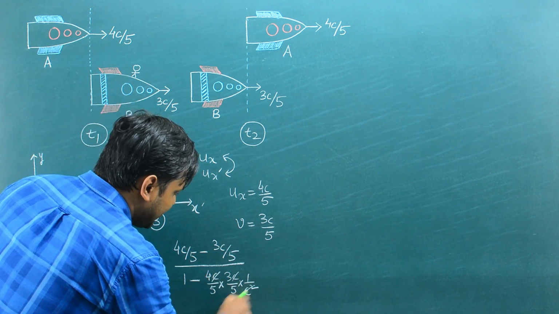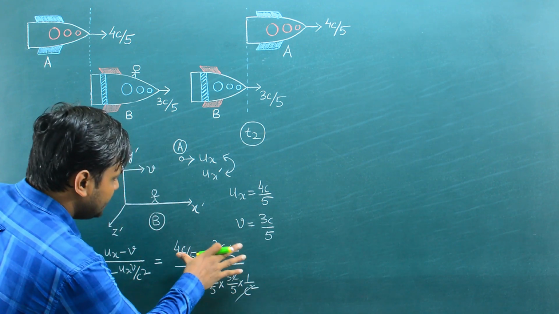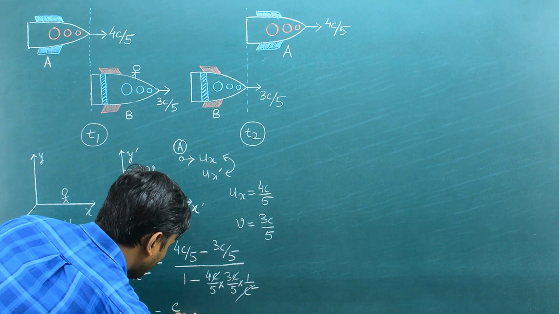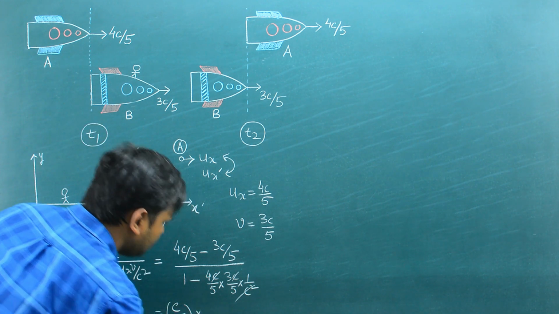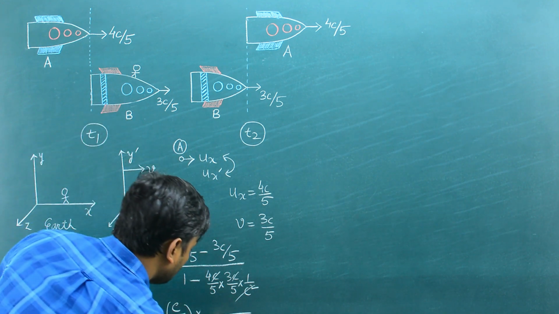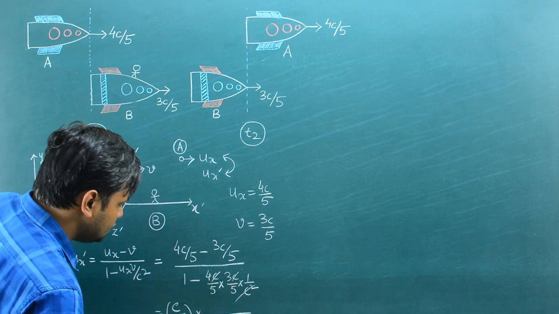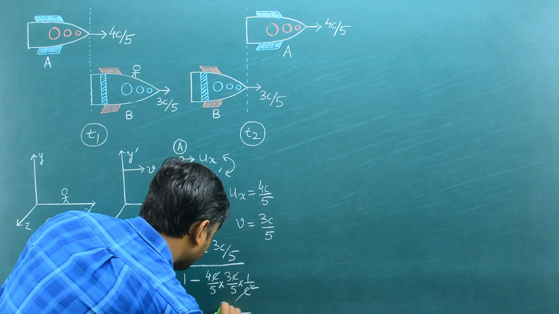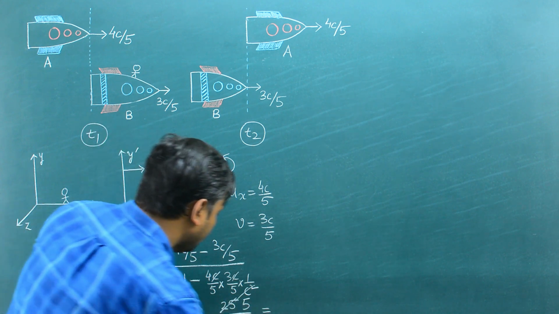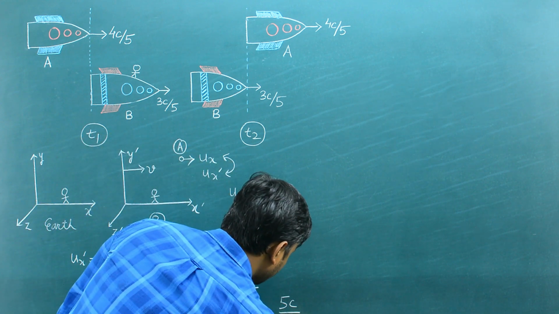The c gets cancelled with the c square, and we are left with, basically, in the numerator we have 4c upon 5 minus 3c upon 5, that is c upon 5 in the numerator, multiplied by, in the denominator we have 5 into 5, 25. So 25 minus 4 into 3, 12, and you have 25 at the top. So this simply leads to 5, and the 25, we are left with 5 in the numerator. So 5c upon 25 minus 12 is 13.